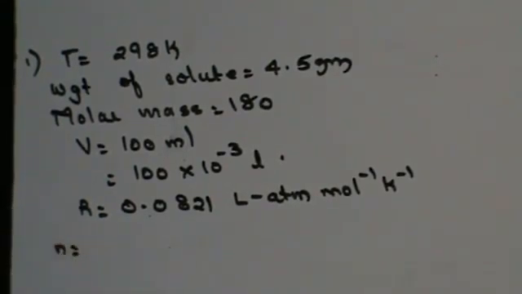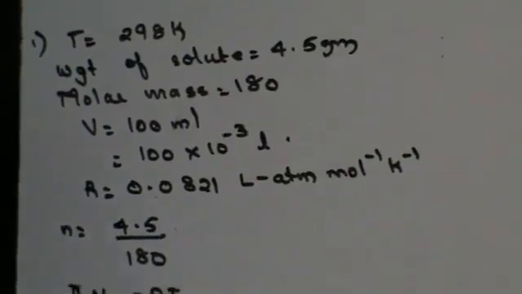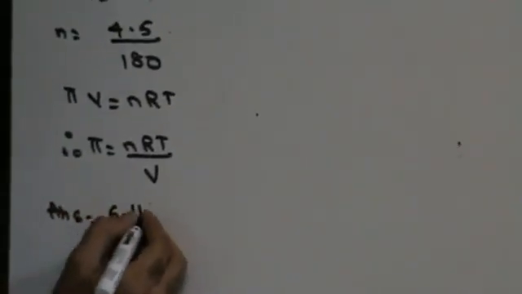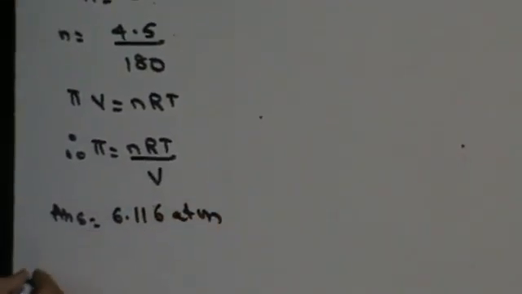Let's find out n first. Number of moles is weight upon molecular weight, so n should be equal to 4.5 upon 180. Once I have this, volume is given to me. I can use the second formula: pi V is equal to nRT. Therefore, pi is equal to nRT upon V. So that's how I'll get my value of osmotic pressure. The answer for this sum should be 6.116 atmosphere. Next, take on next sum please.